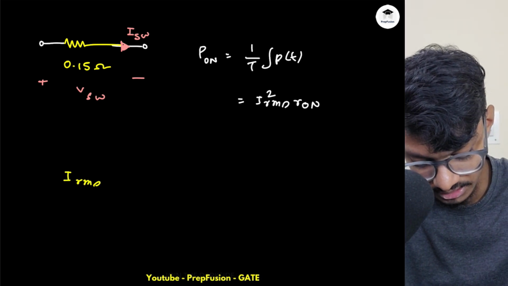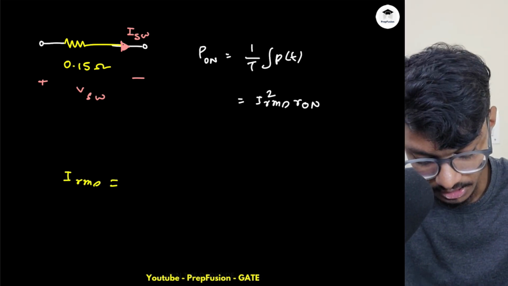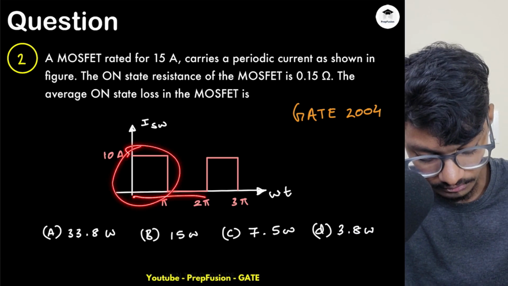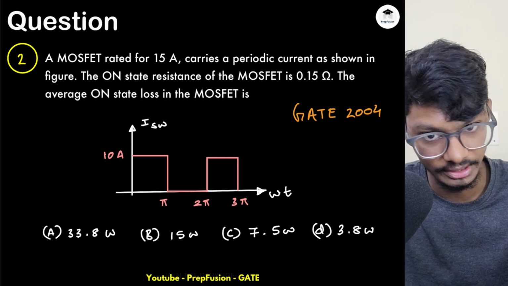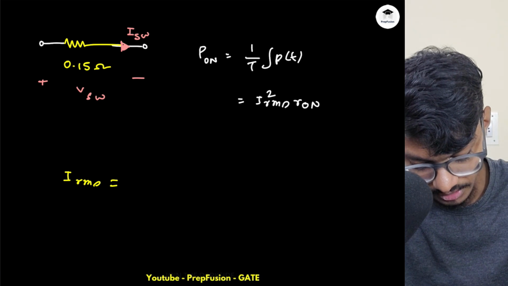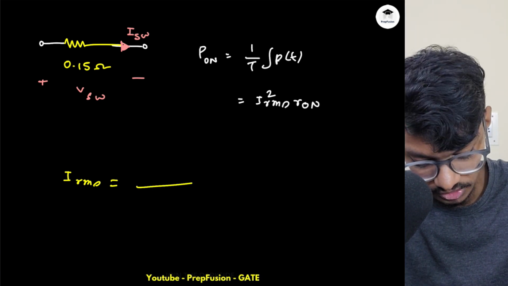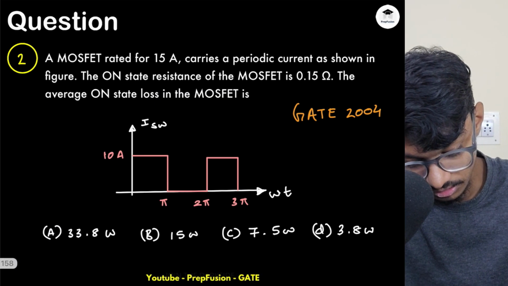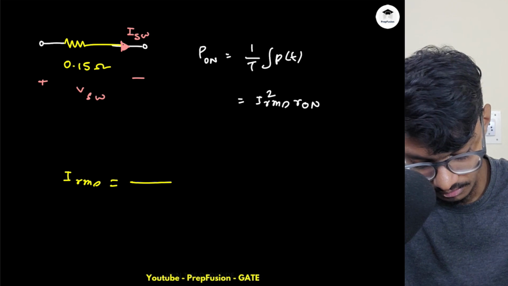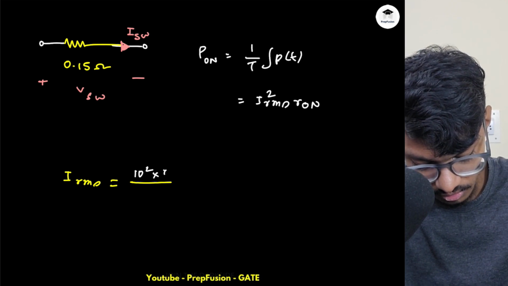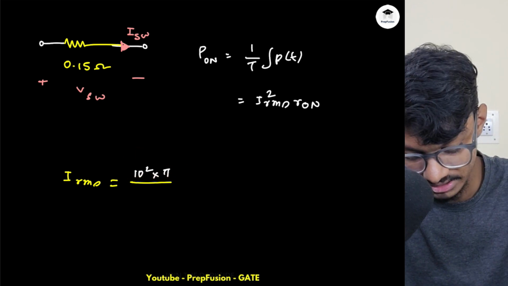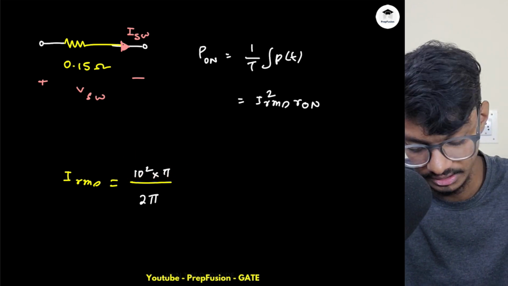In my network theory classes, I have explained how to find I_RMS. I hope you have studied those things. For a square wave, I_RMS is the square root of the mean of the square. So it is the area of the square of this waveform: 100 square into pi. This is the area. Now the average area, the mean, is divided by 2 pi. Then we have to take the root.